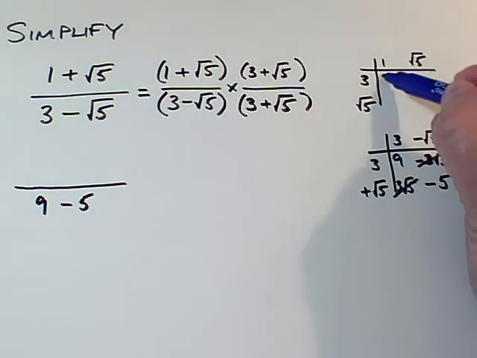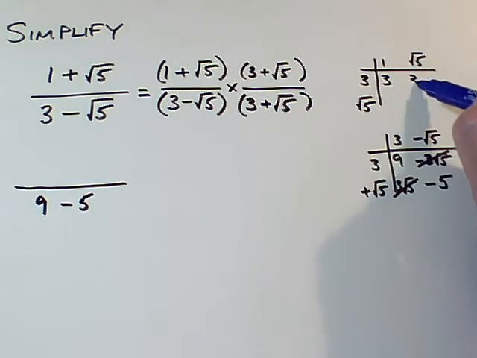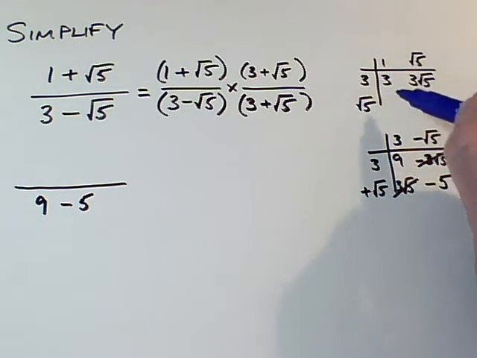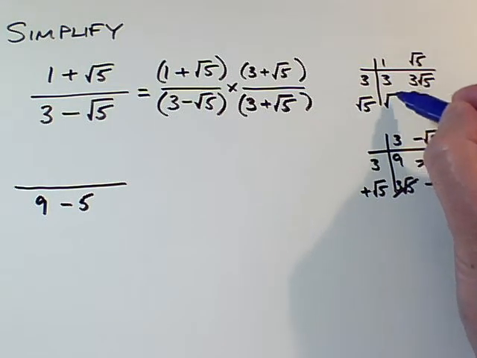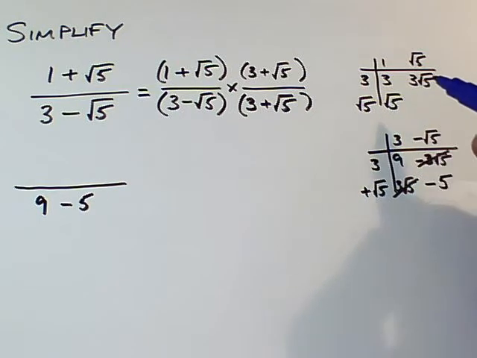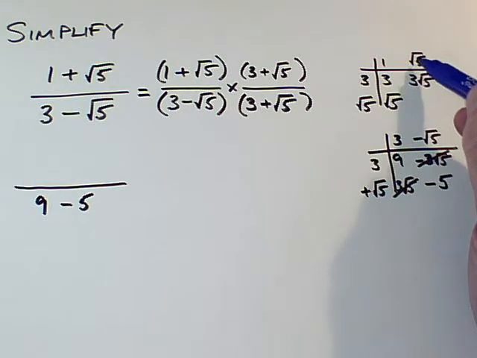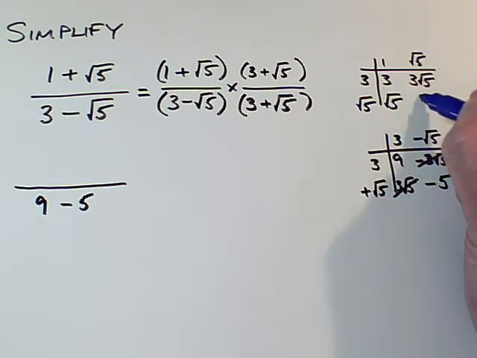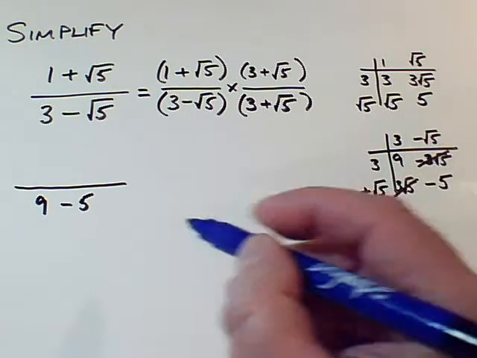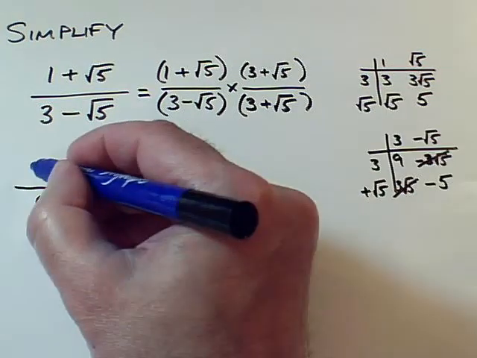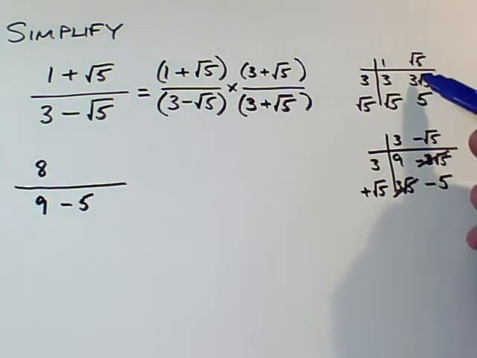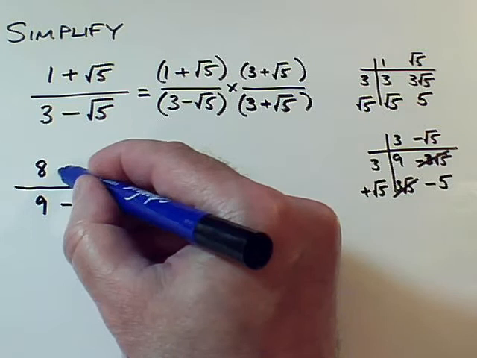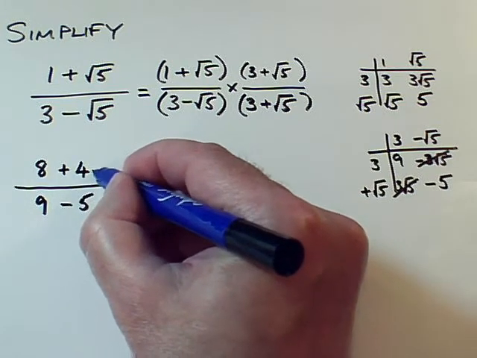1 times 3 is 3. 3 times root 5 is 3 root 5 here. 1 times root 5 here is just root 5. And then in this corner here, I've got root 5 times itself, and its job is just to equal 5. So on the top I'm going to have the numbers add up to 8, and the root 5s add up to plus 4 root 5.